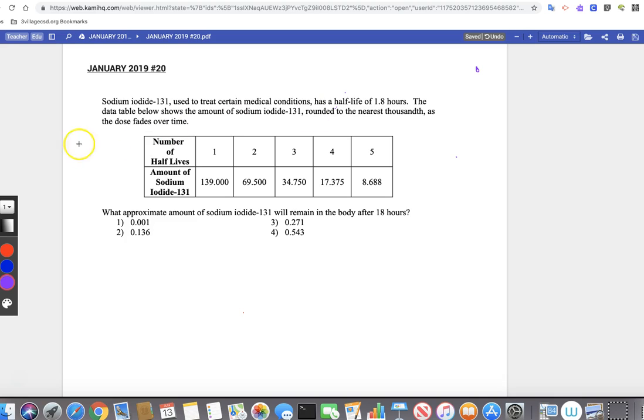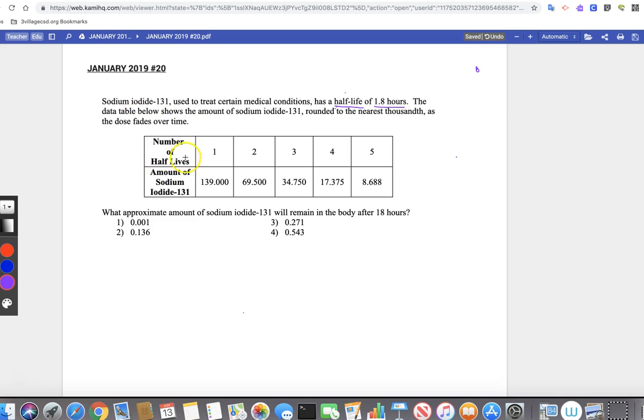In this problem, we see that sodium iodide 131 is used to treat certain medical conditions and has a half-life of 1.8 hours. The data table below shows the amount of sodium iodide 131, rounded to the nearest thousandth, as the dose fades over time.